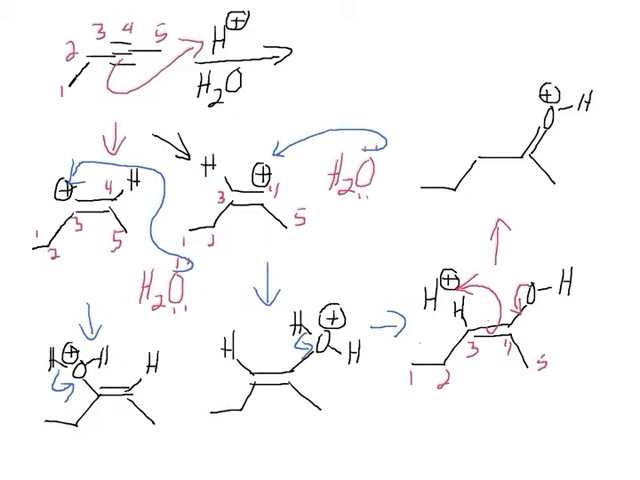We number our carbons 1, 2, 3, 4, and 5. And then we finally regenerate our acid catalyst, with the H plus going away and giving the electrons back to the oxygen. So the double bond happens.